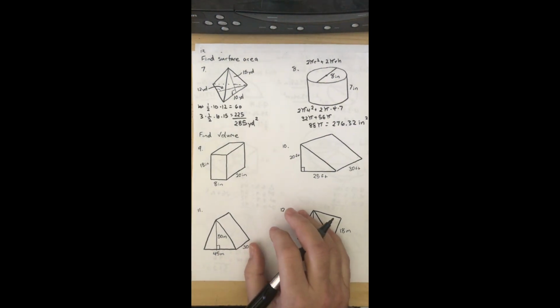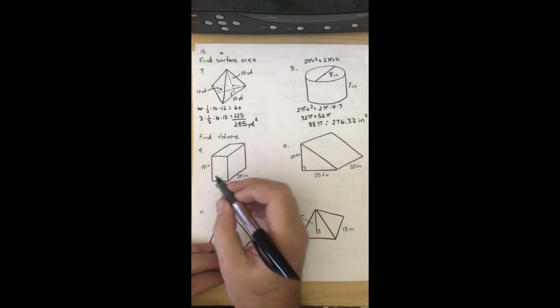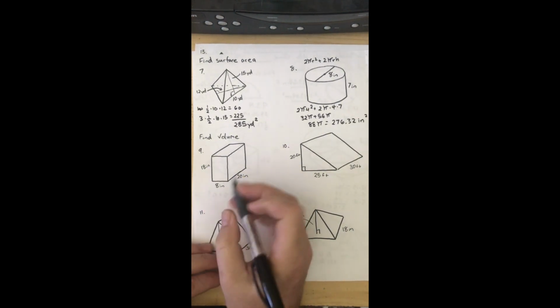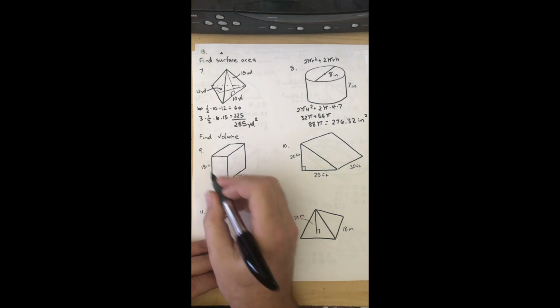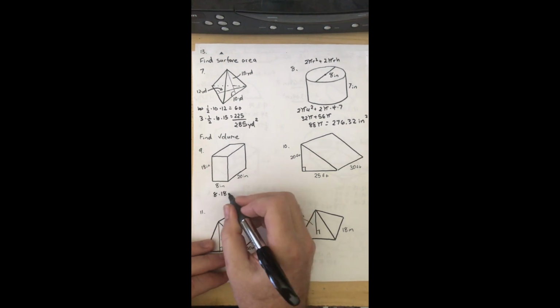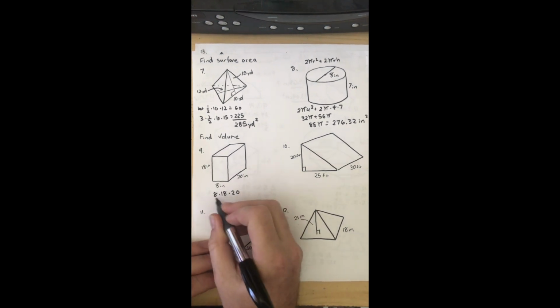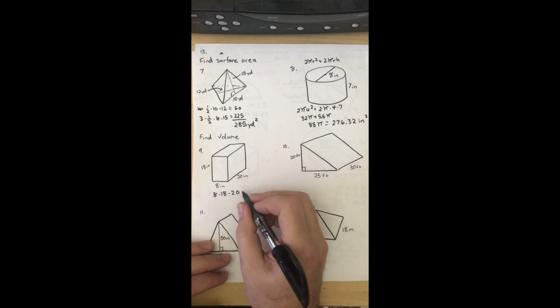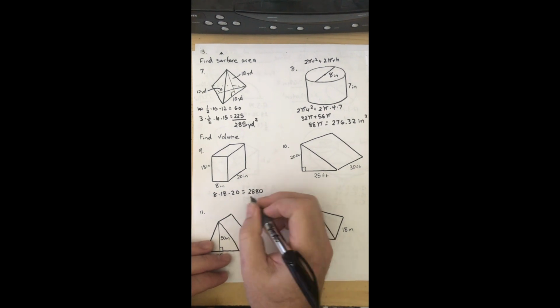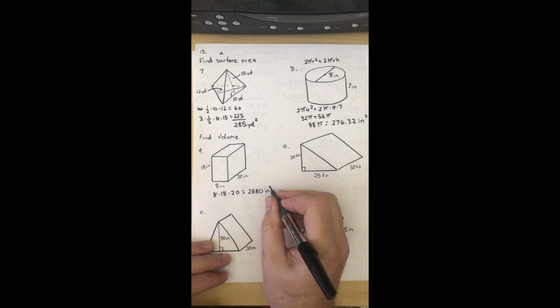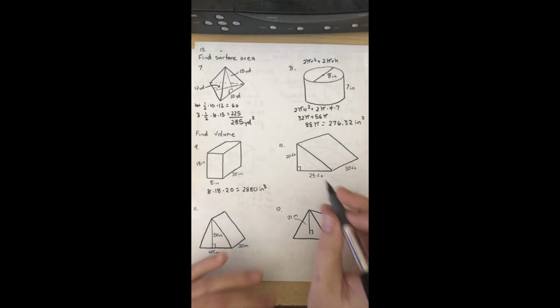All right, number 9, this is when it gets fun, it's volume. We're just going to do base times height times length. So base is 8, the height is 18, and the length is 20. 8 times 18 is going to be 80 plus 64. That's 144 right there. 144 times 20 is 288 with a 0, so 2,880 inches cubed. That is the volume of there.